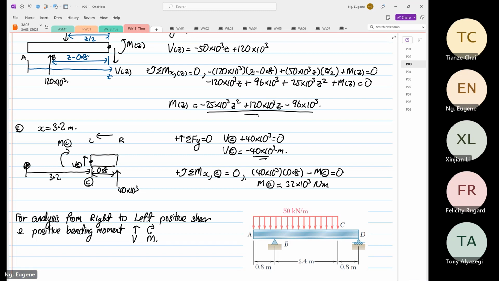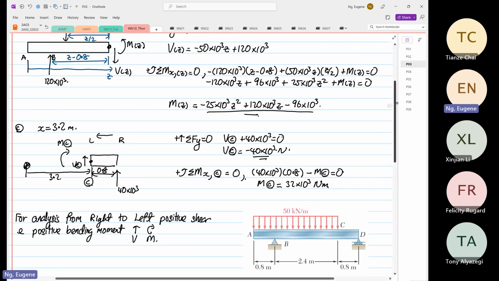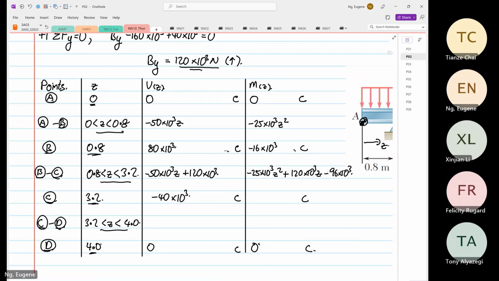Okay. Right. So I'm going to put minus 40. So at point C, this is minus 40 times 10 to the power 3, and then it is 32 times 10 to the power 3. And that is at 3.2.